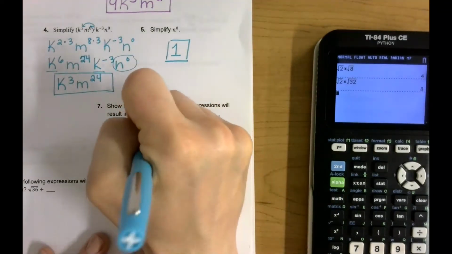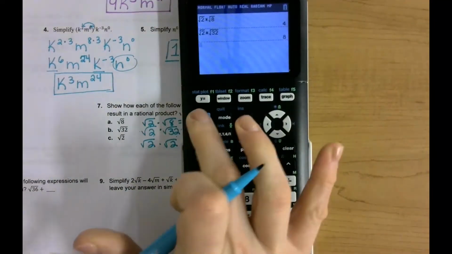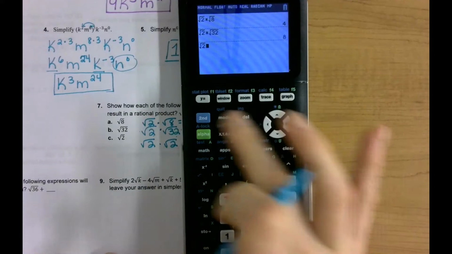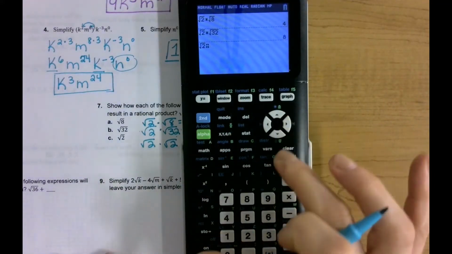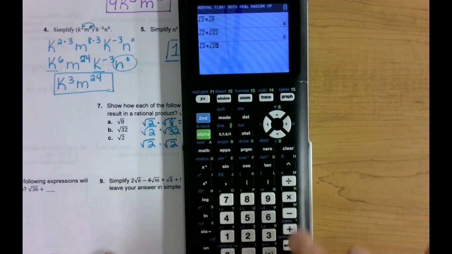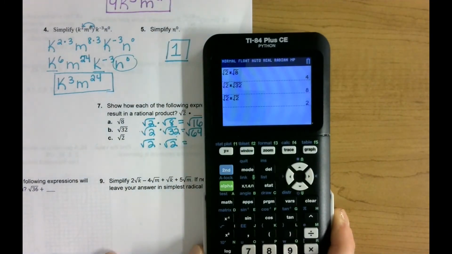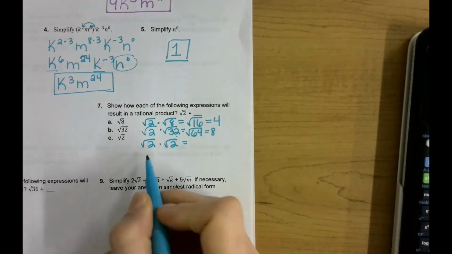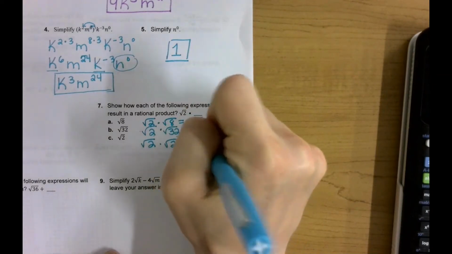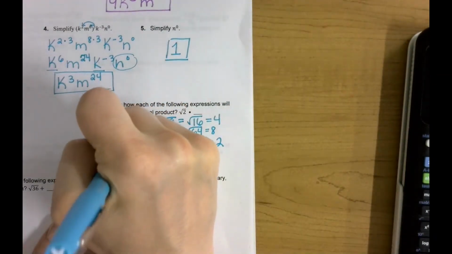Last one, square root of 2 times the square root of 2. Try it on your calculator. Square root of 2, times the square root of 2 equals 2. Remember, if we have the square root of the same number times the square root of that same number, it cancels out the square roots, because 2 times 2 is 4, square root of 4 equals 2. So these are all rational.